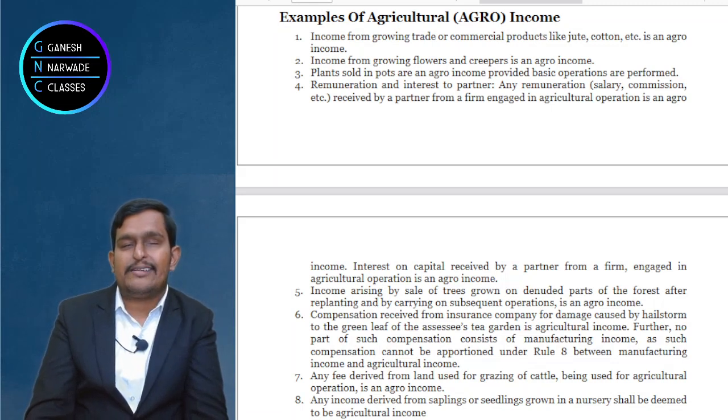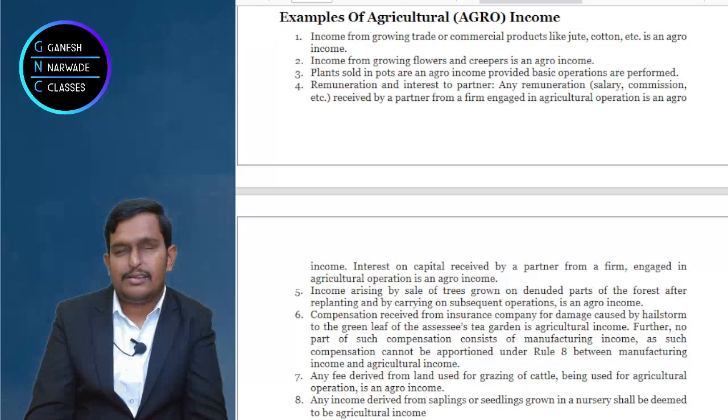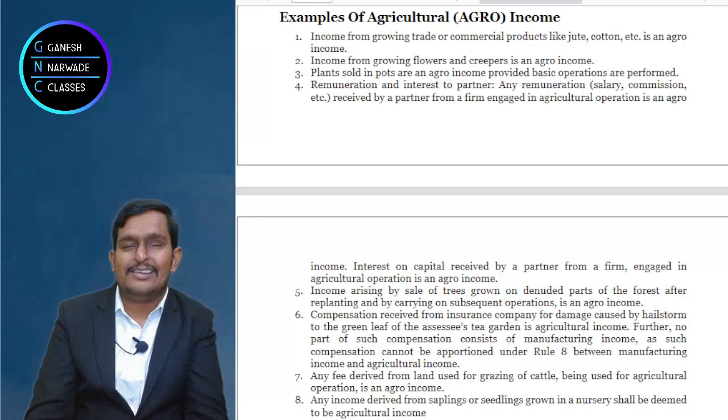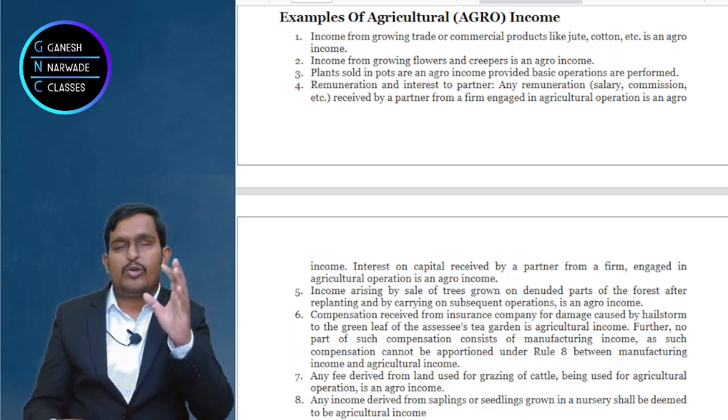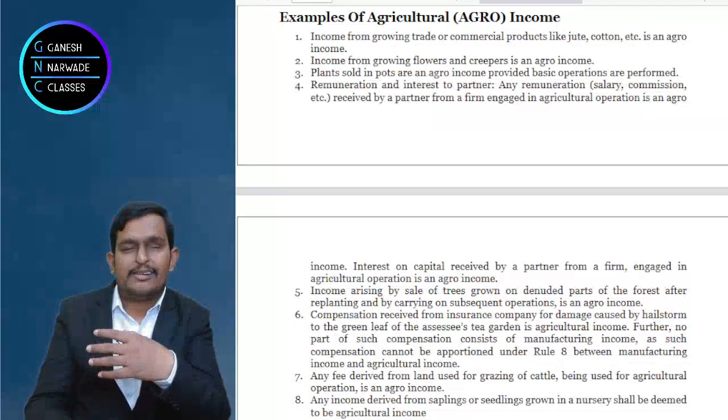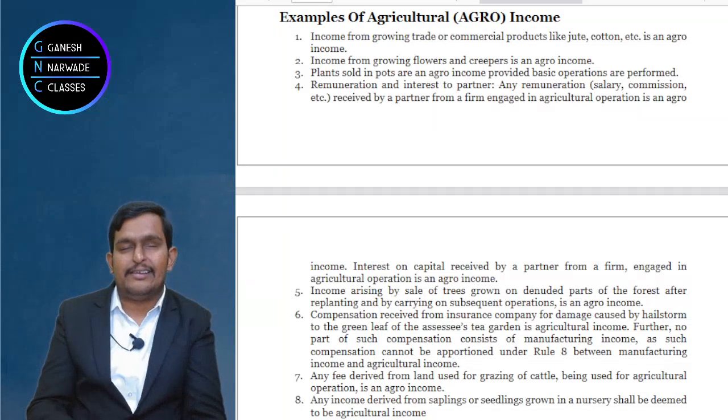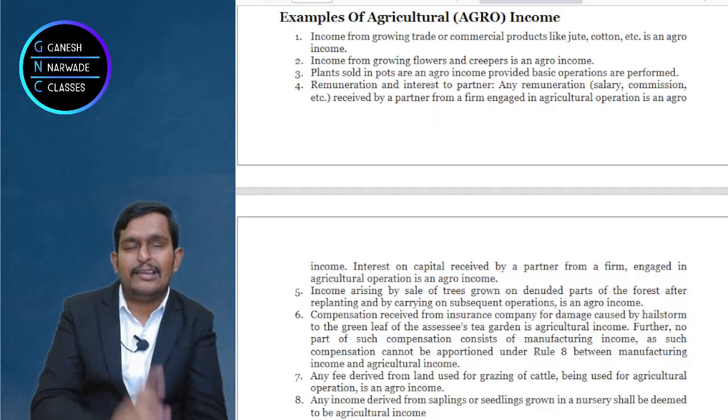If you are actually selling the trees which you have grown on the denuded forests, then that is also agricultural income. So what you are doing is growing trees in the forest and then selling them by cutting them, so that becomes your agricultural income.